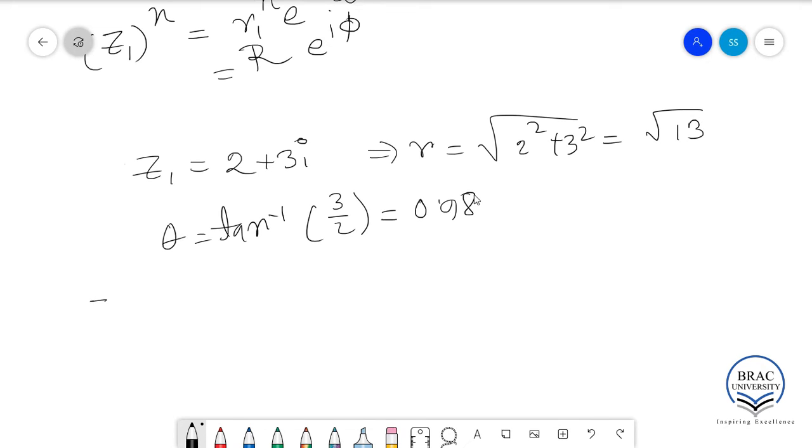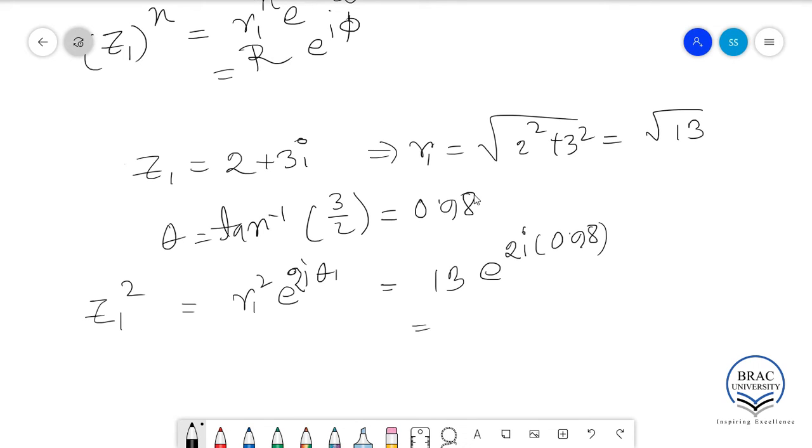So how can we evaluate z1 squared? Well, this is very easy. You have to write this r1 squared and e to the power i theta 1. Sorry, not squared, there should be a 2 over here. So you write r1 squared as 13, because r1 is the square root of 13. If you square it, this becomes 13, and then you type e to the power 2i, and theta 1 is 0.98, and this is it. This is as simple as it gets.